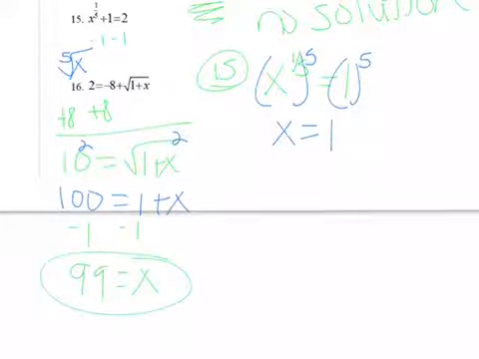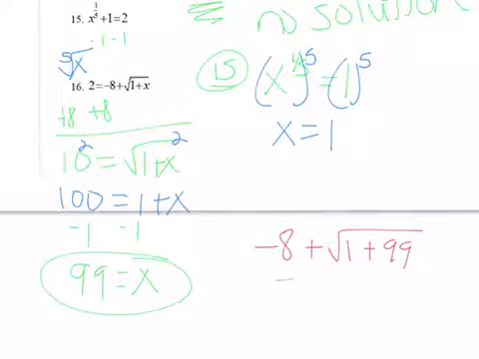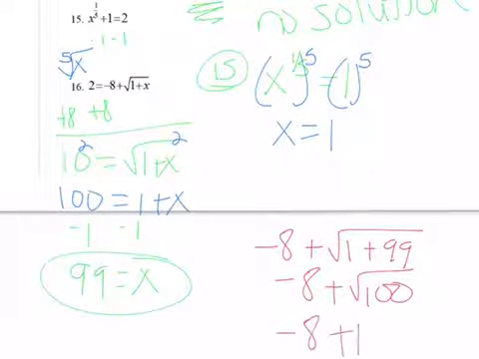When you check that, let's go back to the original. We got negative 8 plus the square root of 100. It's negative 8 plus 10, which is 2. That's what we started with. It checks.